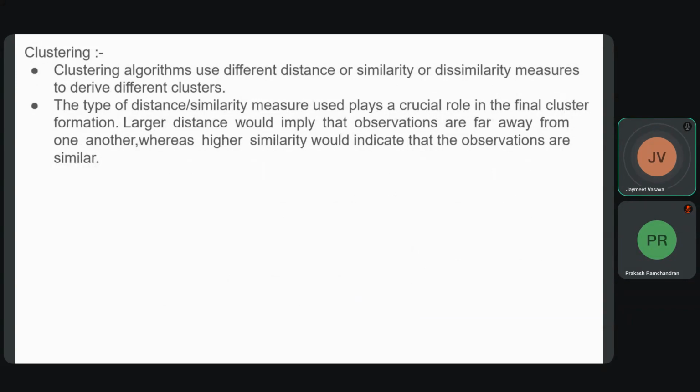Clustering algorithms use different distance or similarity or dissimilarity measures to derive the different clusters. The type of distance or similarity measure used plays a crucial role in final cluster formation. A larger distance would imply that observations are far away from one another, whereas higher similarity would indicate that the observations are similar. Closer distance basically means higher similarity, and larger distance means less similarity or not similar at all.